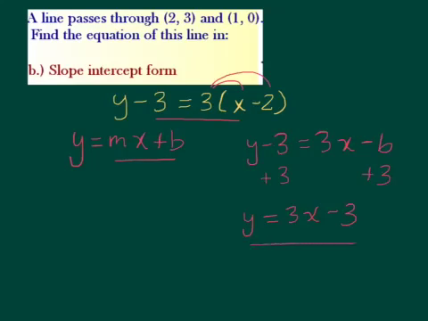This form of a linear equation is really useful when I have the slope, and now slope is still 3, but now I also have b, which is our y-intercept. So I know b is negative 3, or the line passes through point (0, negative 3).